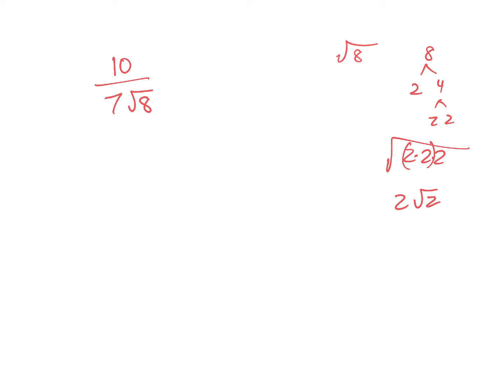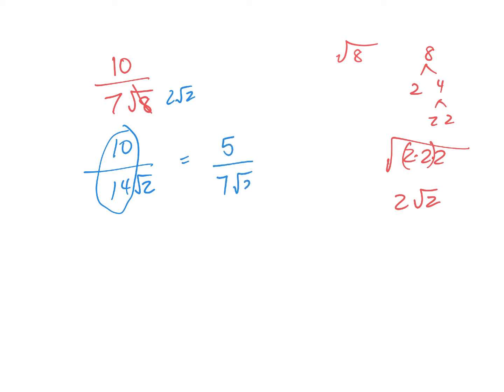So this is the same as 2 root 2. Well, if I replace this with 2 root 2, I get 10 over 14 root 2. Who does not understand that? Now I can take the whole number part and stick it in my calculator and get 5 over 7 root 2. You just reduce 10 14ths, you get 5 7.